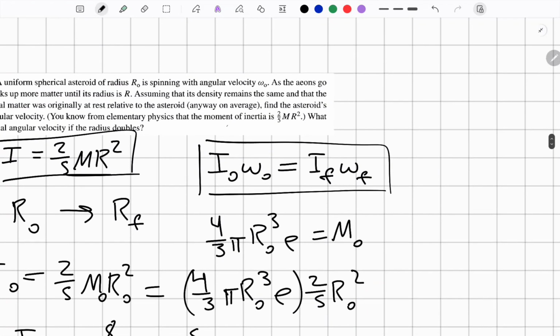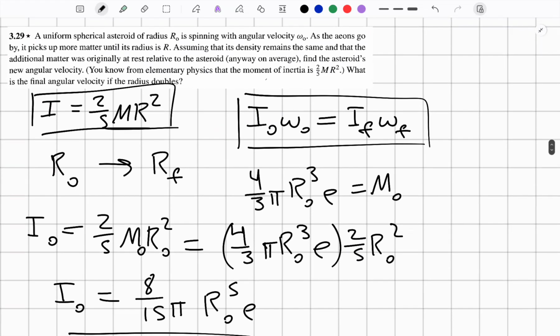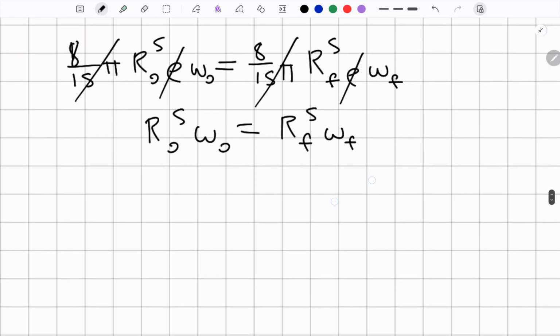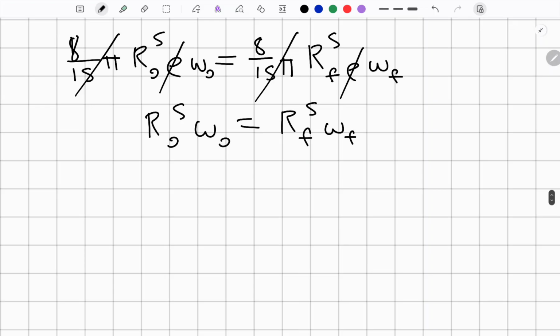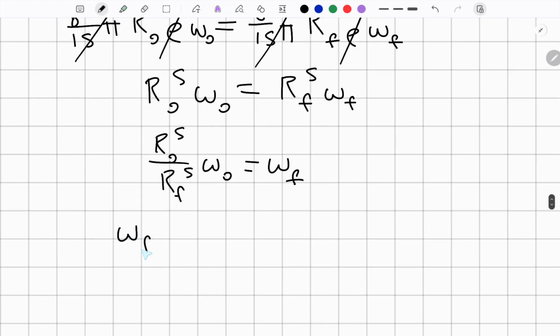And if we go back to our question, they're asking us to solve for that final angular velocity. So to solve for that, we divide by that final radius to the 5th, and we end up with r0 to the 5th over r final raised to the 5th power times omega naught equals that final angular velocity, which can also be written as r0 over the final radius raised to the 5th power times omega naught.